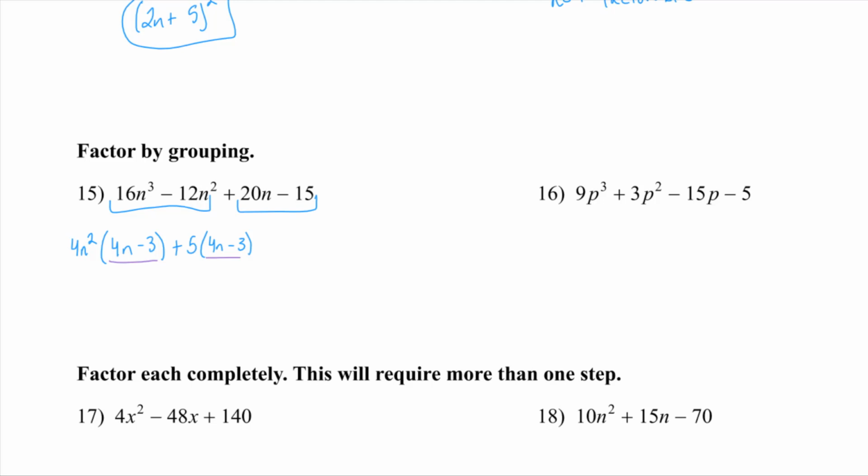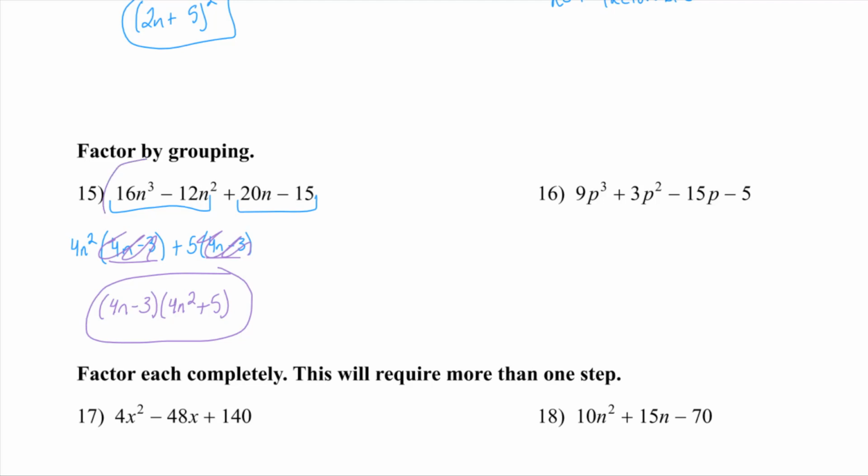Okay, so 4n minus 3 being in common here means that I can take out that 4n minus 3. And when I take out that 4n minus 3, I'm left with 4n squared plus 5. And so what we can do is split that into two parentheses like this. And if you FOIL this out, or use the distributive property, you get this. And you don't even actually really have to try that hard. You can do it in your head.